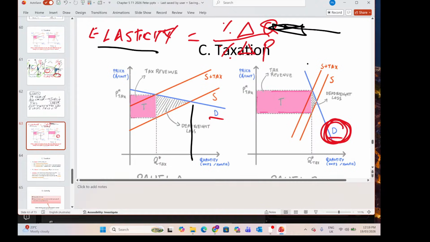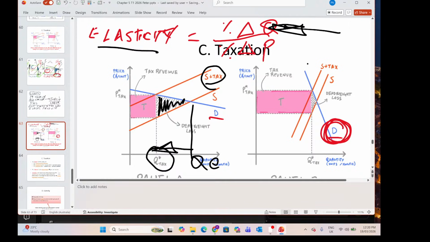Look at the diagram on the left. They are more elastic curves, and when this tax gets imposed, there's two things changing the quantity here. One is the elasticity of demand, the other is the elasticity of supply. Both of them are contributing to the big change in output, and under these circumstances, the quantity really falls off significantly, and because that quantity falls off so significantly, there's a much bigger dead weight loss.